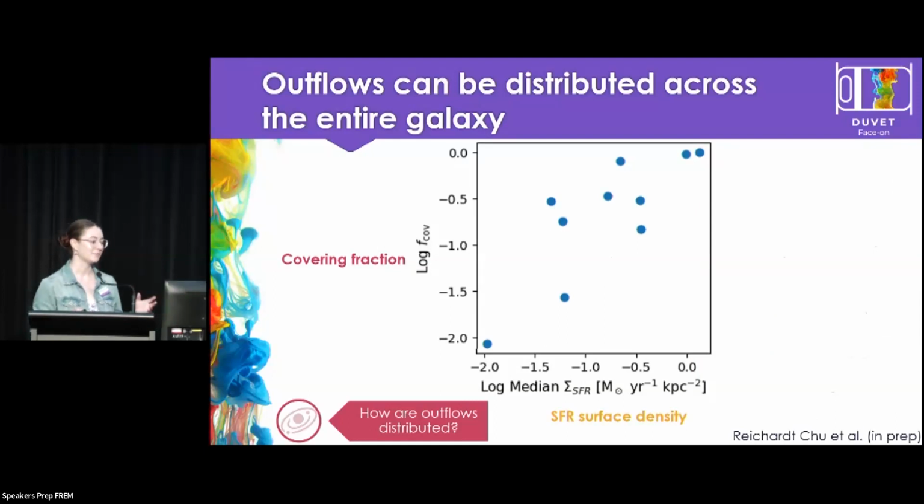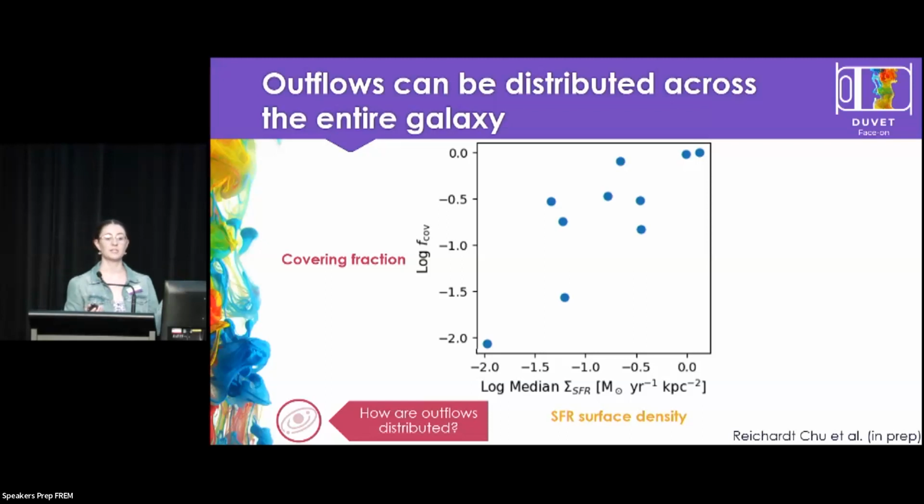So here we have the covering fraction plotted against the star formation rate surface density. So what I mean by covering fraction here is the fraction of spaxels where we find evidence for outflows within R90. What we found is that in galaxies with a higher median star formation rate surface density, they have a higher covering fraction. So this kind of intuitively makes a bit of sense. If you have a higher star formation rate surface density, then you have more stars forming, which is able to give more energy to the gas to drive more outflows, which means more of the galaxy is able to drive those outflows, and we see it more across the face of the galaxy.